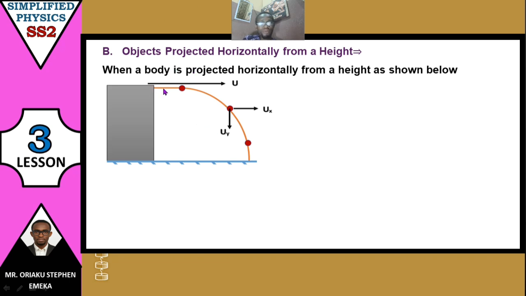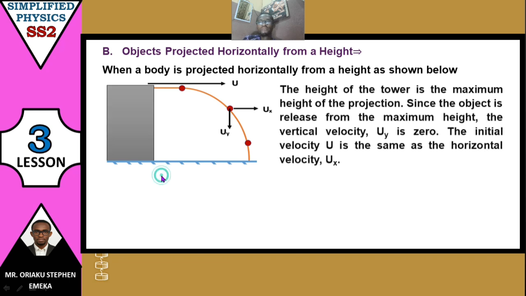If the body is being thrown this way, one thing you should note is that the body that is thrown out has two velocities: the horizontal velocity and the vertical velocity. The horizontal velocity is responsible for taking the body forward, and that is what produces what we call the range. The vertical velocity is responsible for the body falling to the ground, and that is what is responsible for the maximum height.